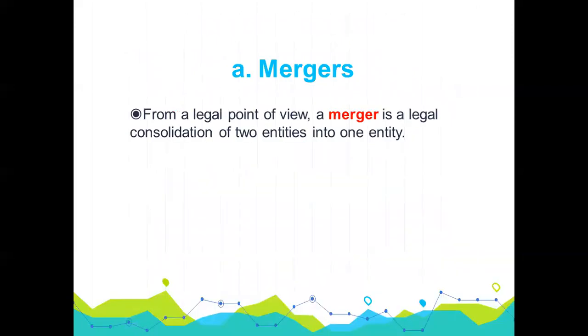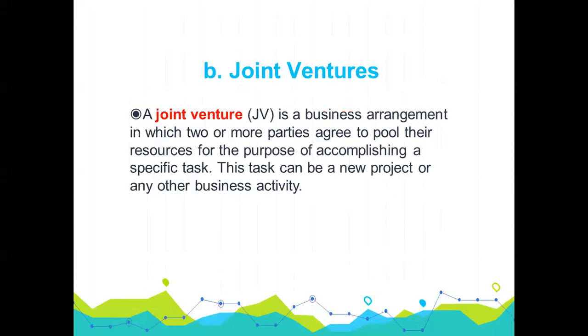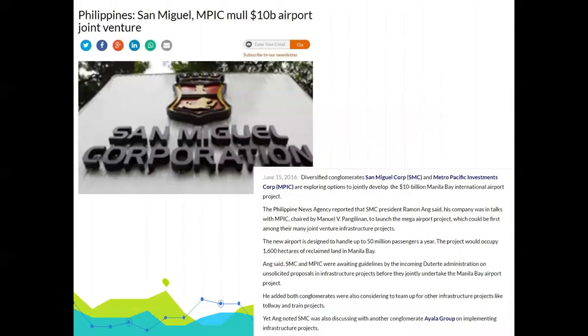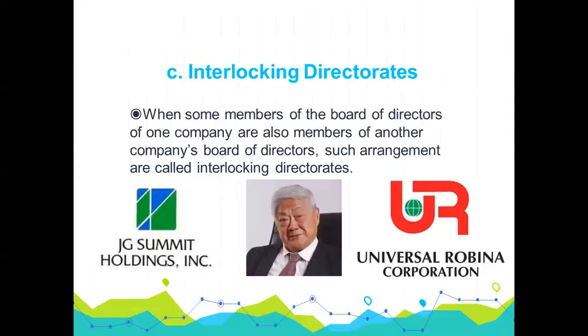Mergers. From a legal point of view, a merger is a legal consolidation of two entities into one entity. Joint ventures or JV is a business arrangement in which two or more parties agree to pool their resources for the purpose of accomplishing a specific task. This task can be a new project or any other business activity. And we have examples: San Miguel Corporation.